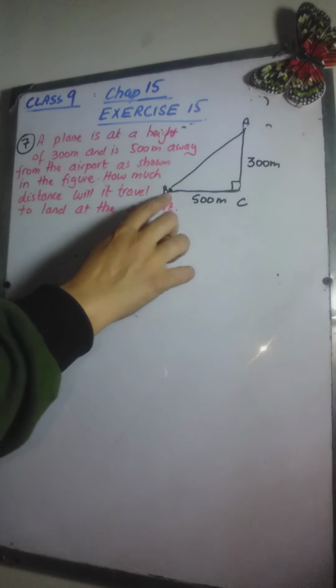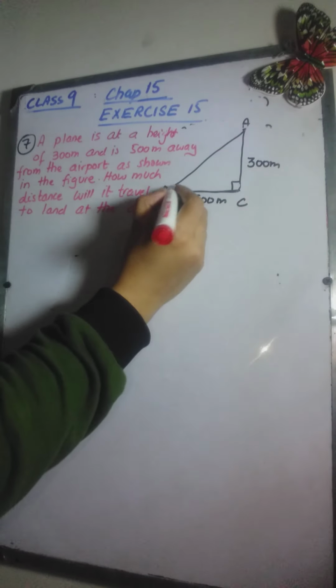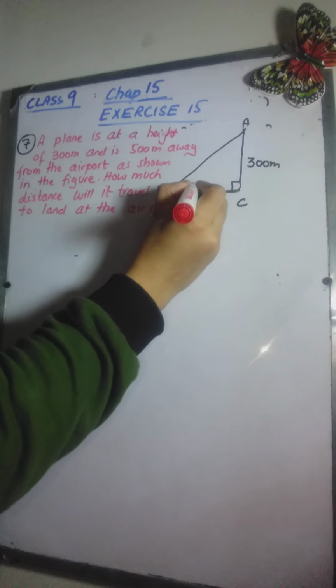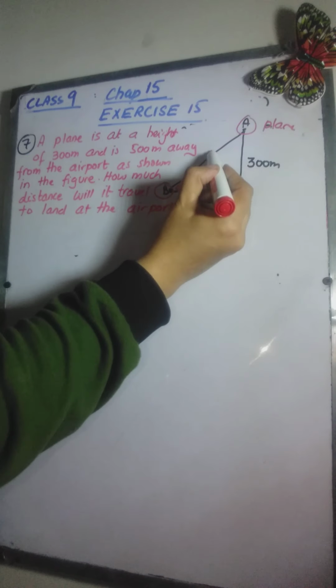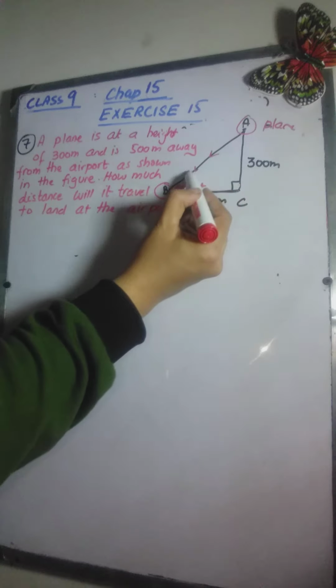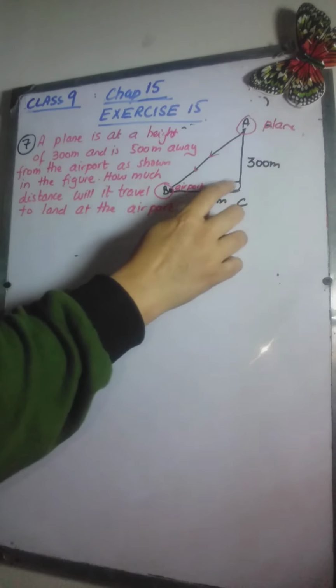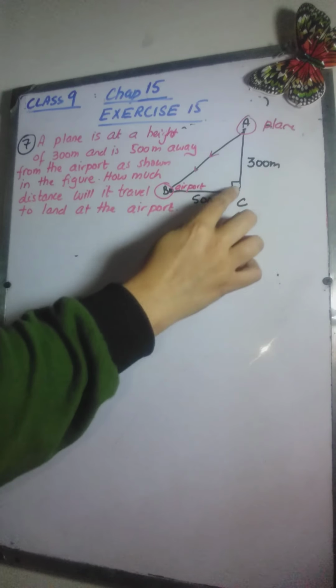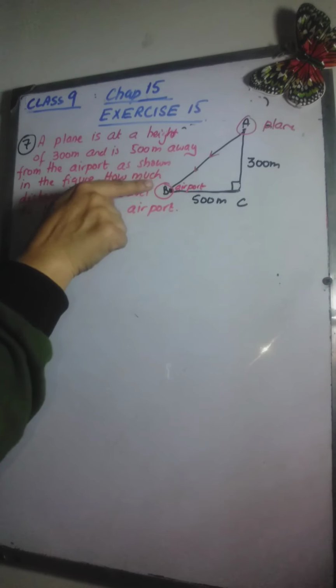Now if the plane is over here, it means it will land at the point B. At the point B we have the airport, and this is the plane. Now they want us to find this distance, how much distance it has to cover to land at the airport. We know that the height is always taken perpendicular to the ground, so over here we have a right triangle, and we know that this length is 500 meter and this is 300 meter, and we want this length AB. It's so simple.